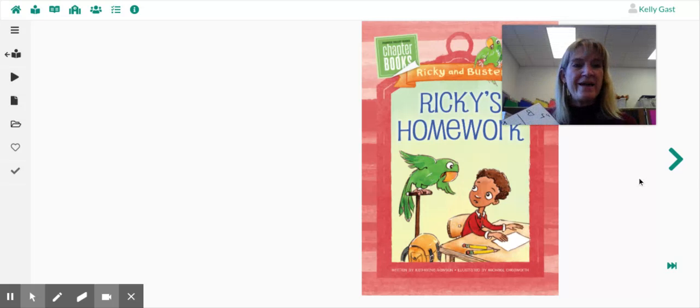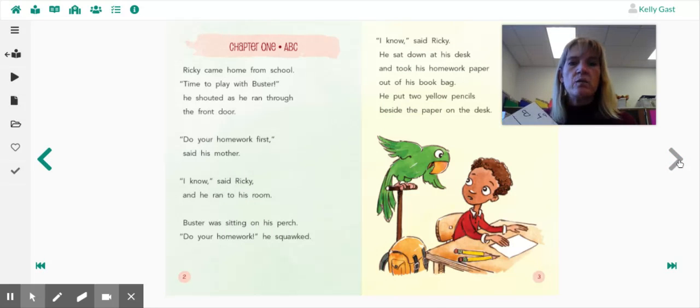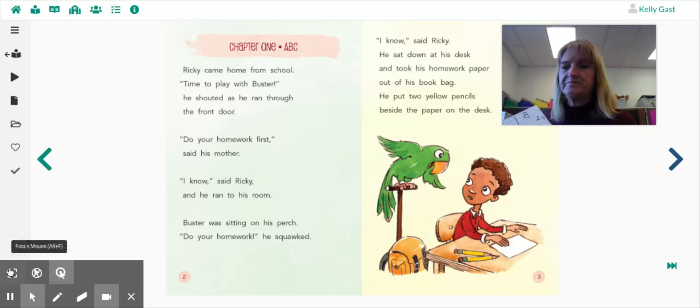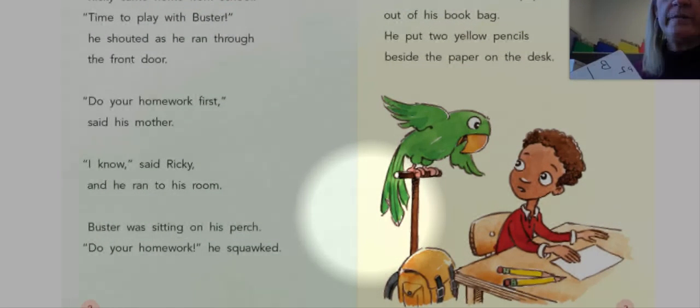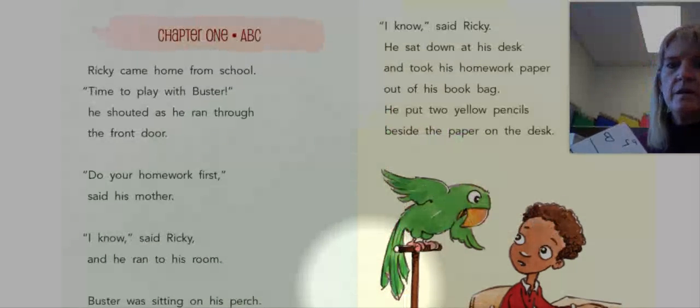All right, are you back? You have your chart made? Okay, so we're going to go into Ricky's Homework. And we're going to write down some key words from this story that I want to make sure I write about in my writing. So let's read here. I'm going to kind of zoom in a little bit so we can see the words better. There we go. All right.